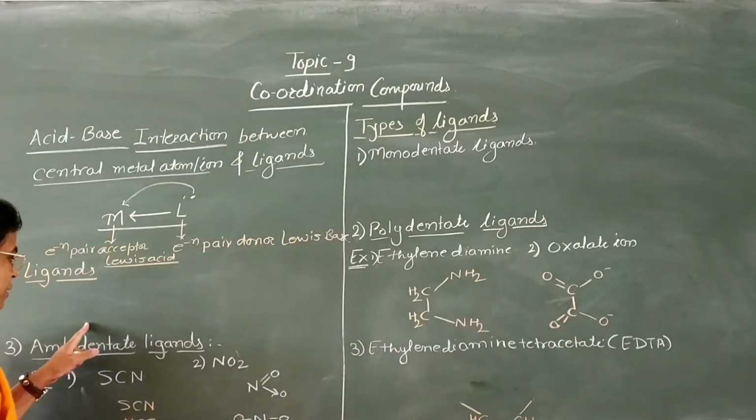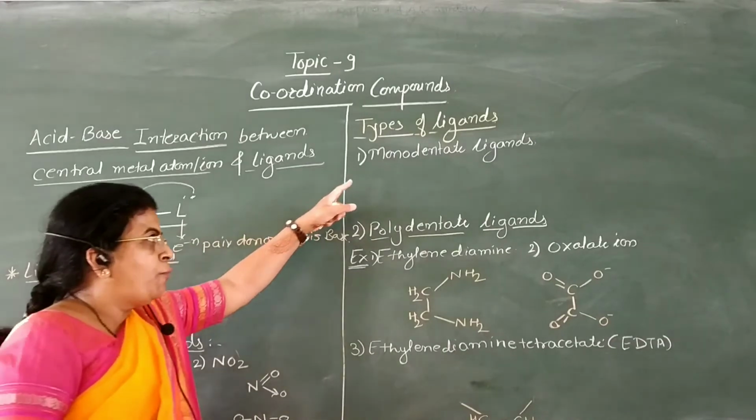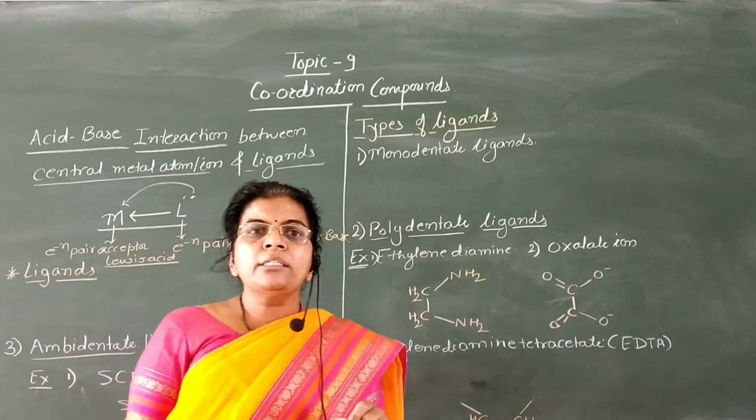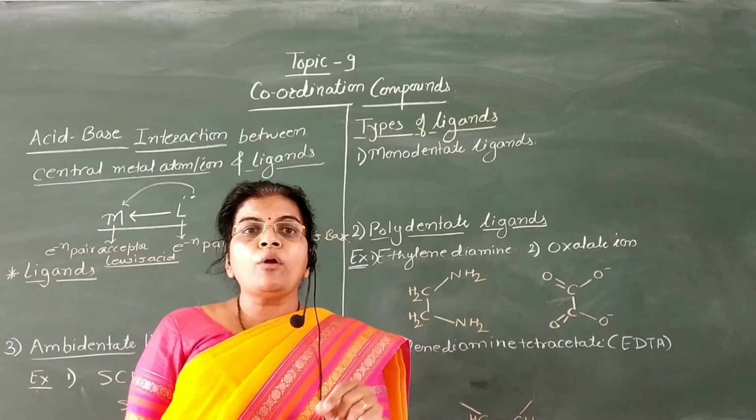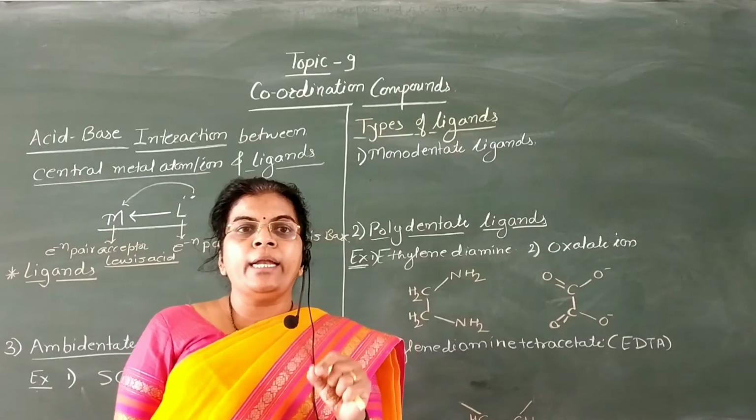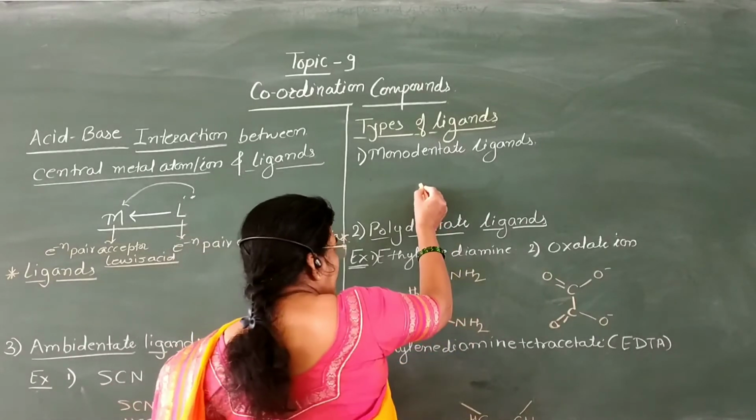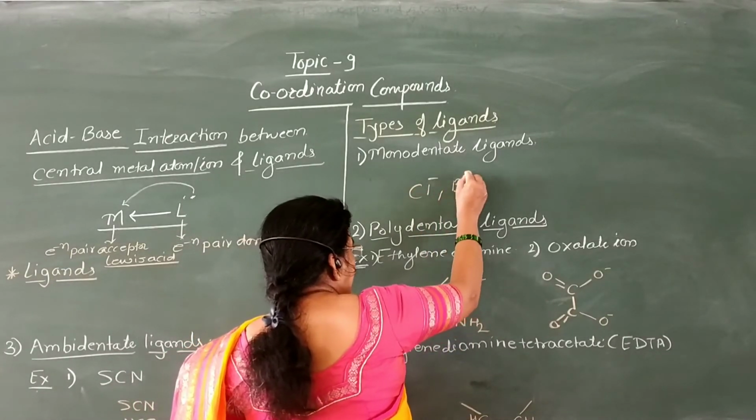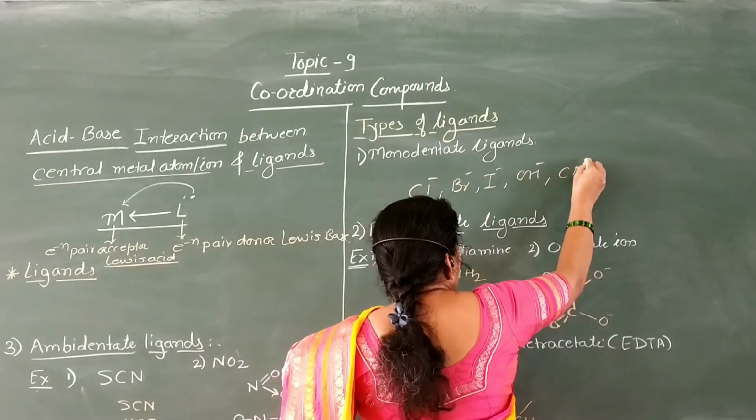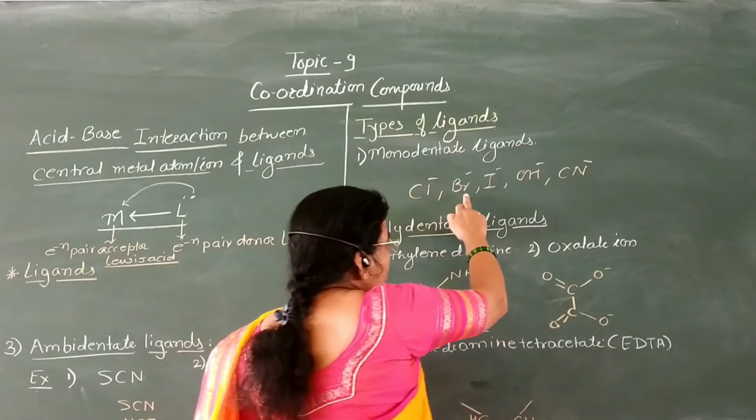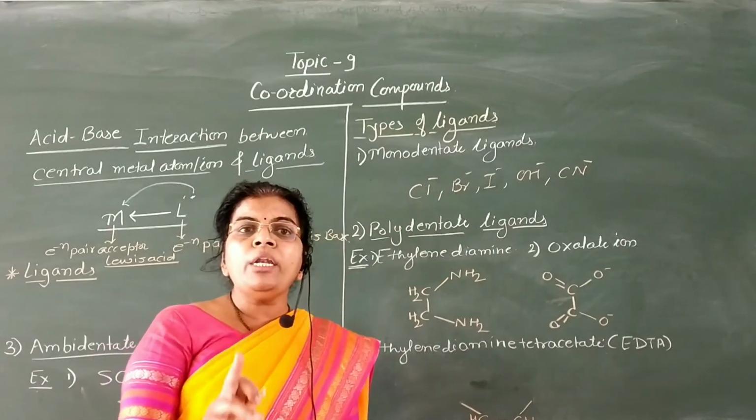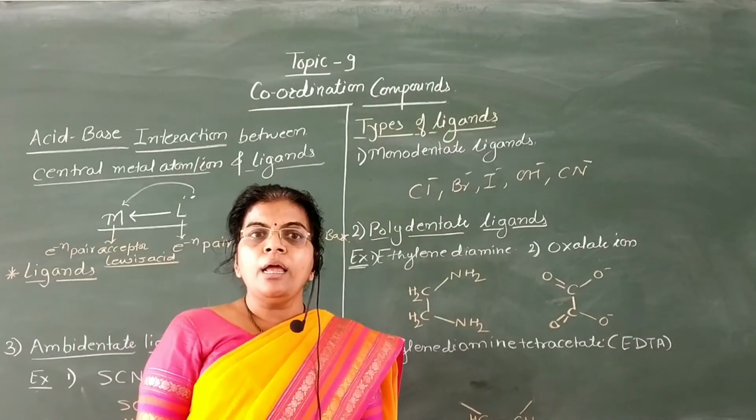Now there are three types of ligands. First, monodentate ligands. That is, ligands which donate only one pair of electrons to the central metal atom or ion are called monodentate ligands. For example, Cl minus ion, Br minus ion, I minus, OH minus ions, CN minus ion. These are negatively charged ions which donate only one electron pair to the central metal atom.